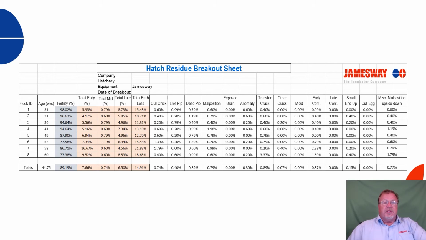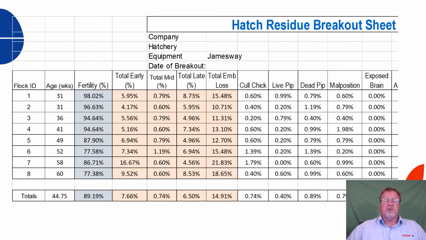So if we look at the breakout sheet, and this is like after I've gathered data from 8 flocks, sort by age, fertility, look at all the data that we gathered. And there's a lot of numbers here, but these are the most important, and then all these is that they contribute as well, especially if we see issues anywhere here. So let's look at some of that a little bit closer.